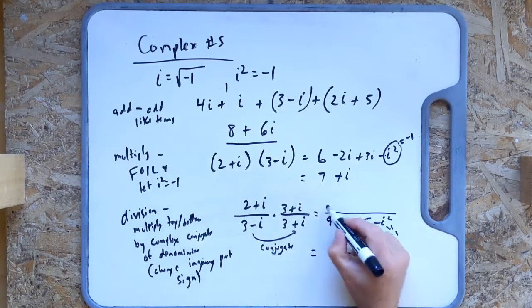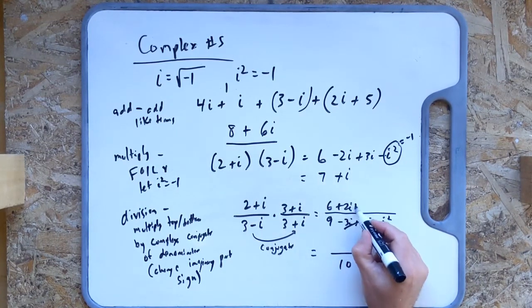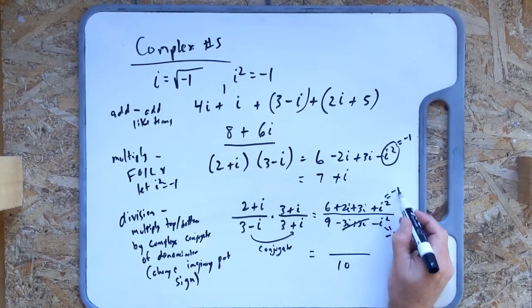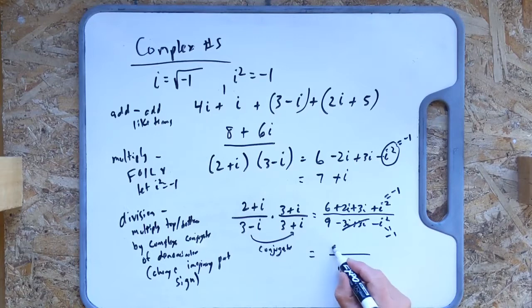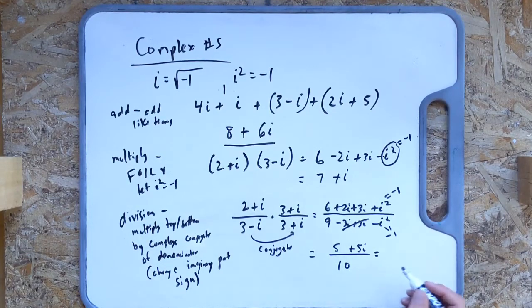Now multiply the top out. 6, outer is plus 2i, inner is plus 3i, and last is plus i squared, which is minus 1. So this is 5 plus 5i. And you could have simplified this a little bit if you wanted to, because both the top and the bottom have a 5 in it. So it could be 1 plus i over 2.